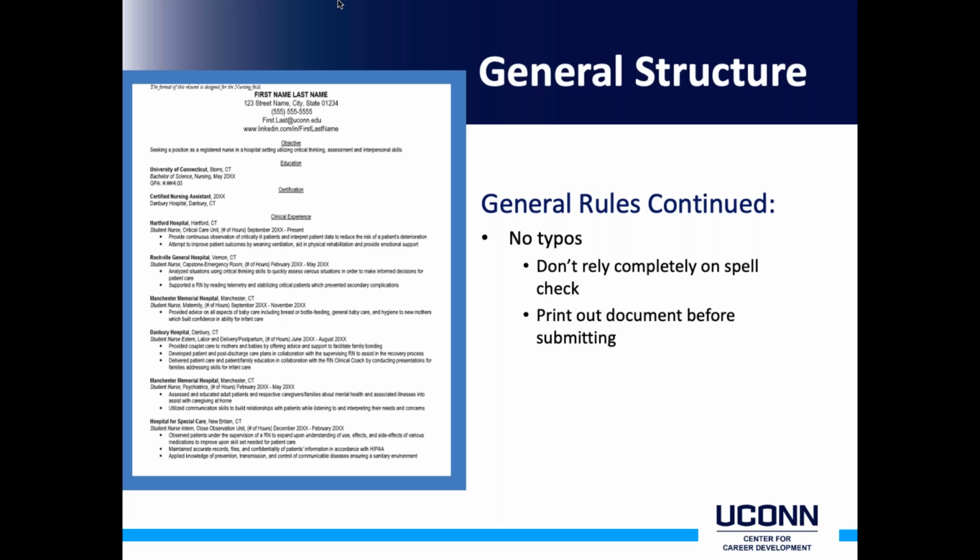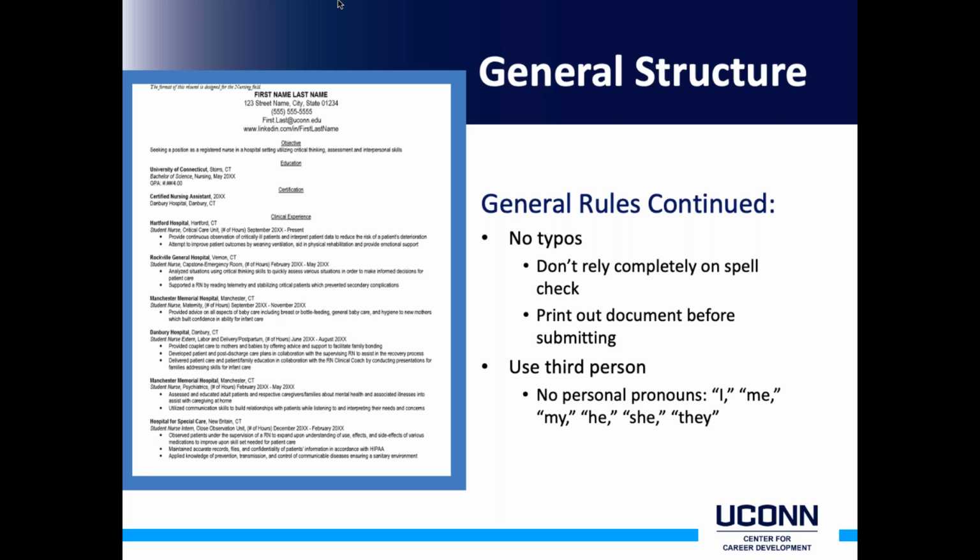Sometimes it's easier to check for some of these errors when you're looking at a printed document than when you're looking at a document online, especially if you've been looking at it for several days and you feel like you can't spend any more time looking at it. That's when it's good to print it out and take another look. You might catch something that you didn't know was there.